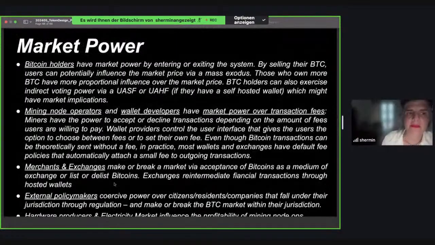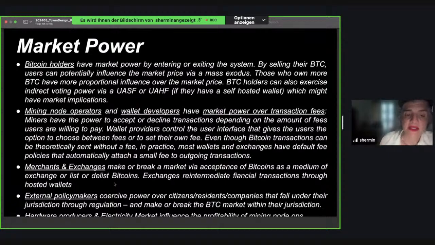When it comes to market power, Bitcoin holders have the market power to enter and exit the system. They make and break the market. Mining node operators and wallet developers have the market power over transaction fees. Merchants and exchanges, as previously mentioned, make or break the market via accepting Bitcoins as a medium of exchange, or by listing or delisting Bitcoins, accepting or not accepting Bitcoins.